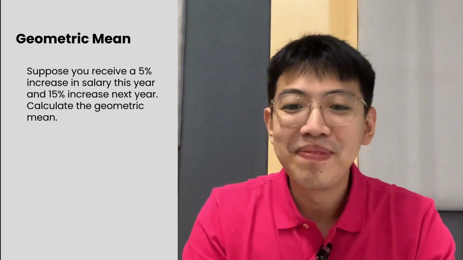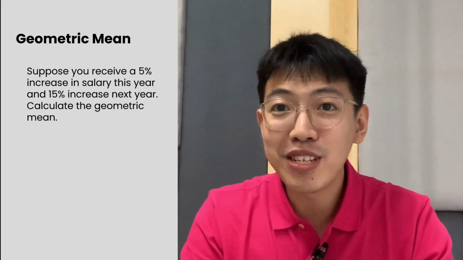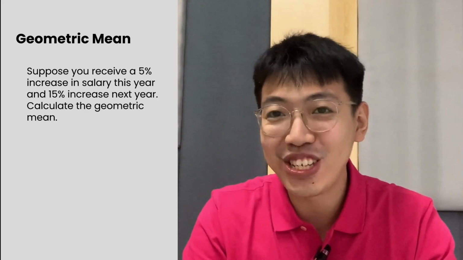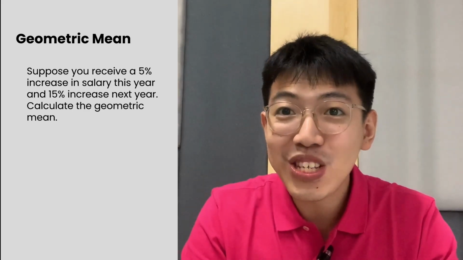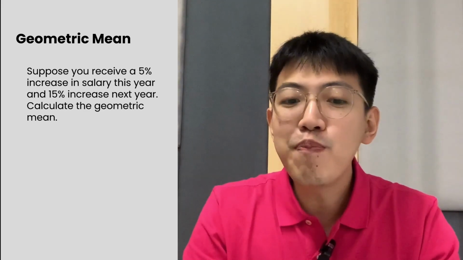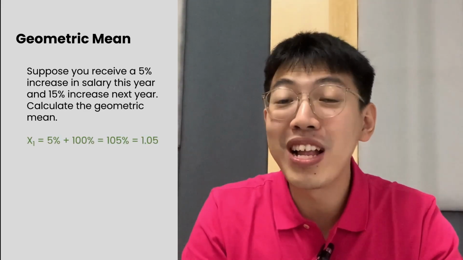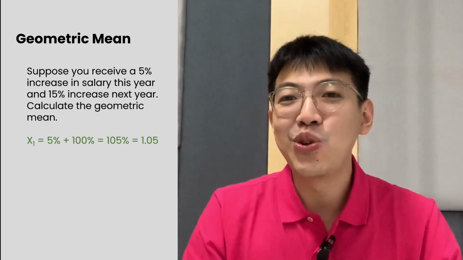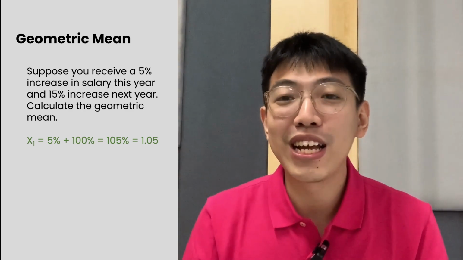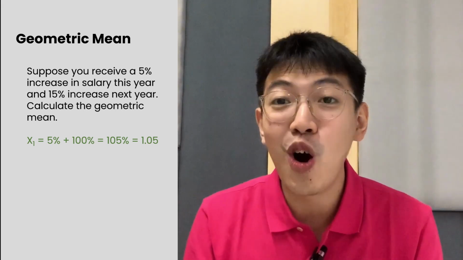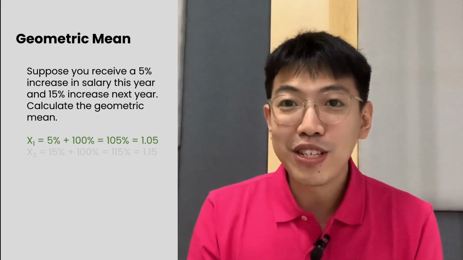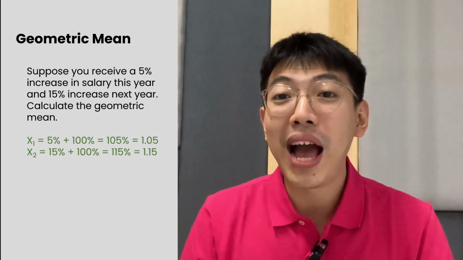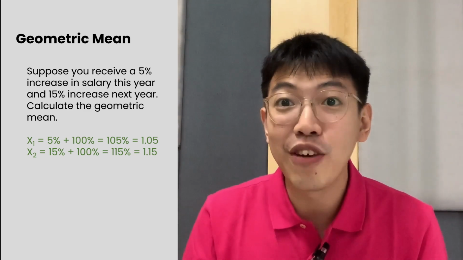So, for example, suppose you receive a 5% increase in salary this year and 15% increase next year. So you are asked to find the geometric mean. 5% increase means 105% because the 5% is only the increase. So 100% plus 5% equals to 105% or 1.05. 15% increase, it means 115%. So don't forget to add it with 100% if it is the increase.